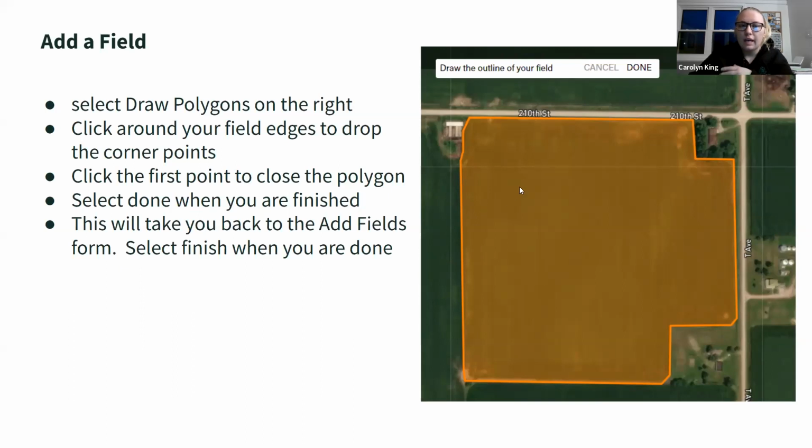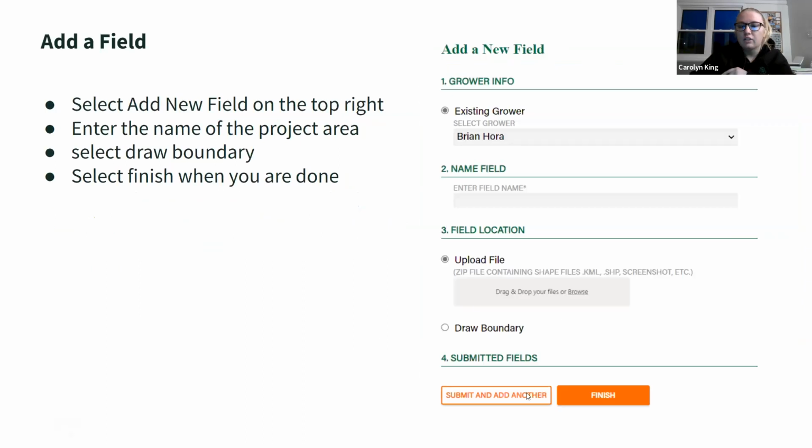Just as long as you get the two spots that you're pulling the samples from in that boundary, that is the best option there. So you click your points to draw around, and then click the first point to close the polygon. Then you'll select done up here. That'll take you back to this add fields page. And then you can either do submit and add another if you've got another one, or click finish.